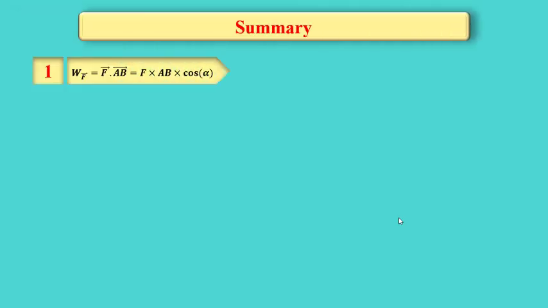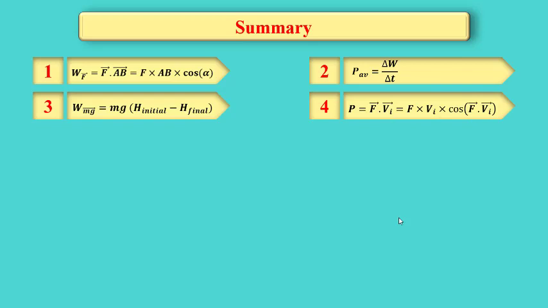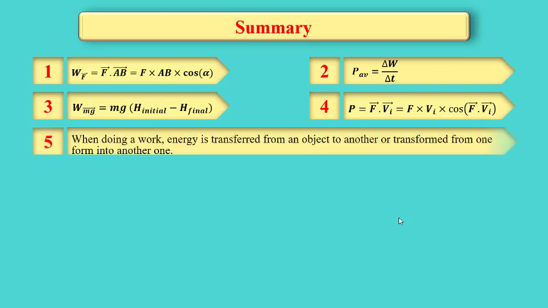From the first video, we have said that the work is the scalar product F dot AB vectors. The average power is the variation in energy per unit time. The work done by weight is mg times h initial minus h final. The power is given by F dot V instantaneous. From this video, we can sum up the following.